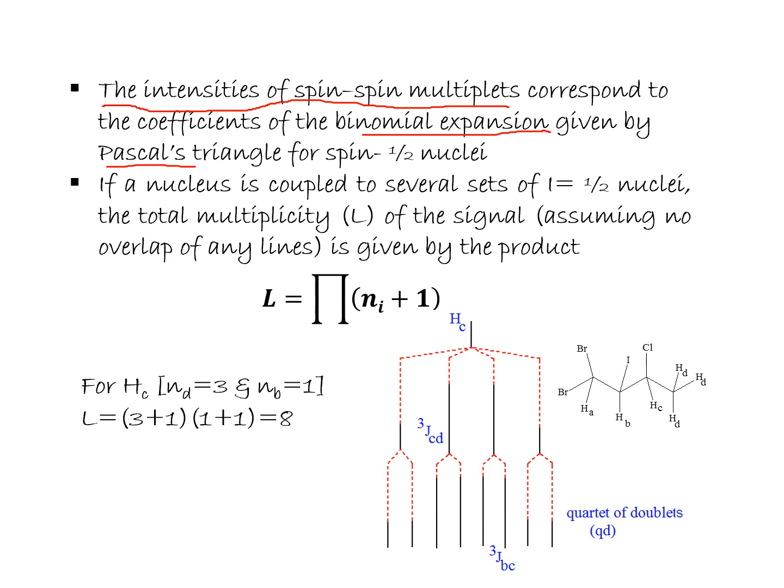If the coupled nuclei are not all the same, but each is I equal to half, the total multiplicity is different. The nuclei differ from each other. For example, here these 3 are the same, but I have one that is different. So the CH next to it has 3 and 1, and the multiplicity L equals 3 plus 1 times 1 plus 1, so 4 times 2 equals 8, and we have 8 lines: 1, 2, 3, 4, 5, 6, 7, 8 lines.